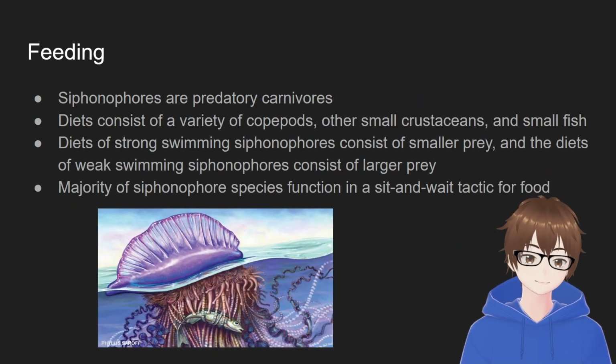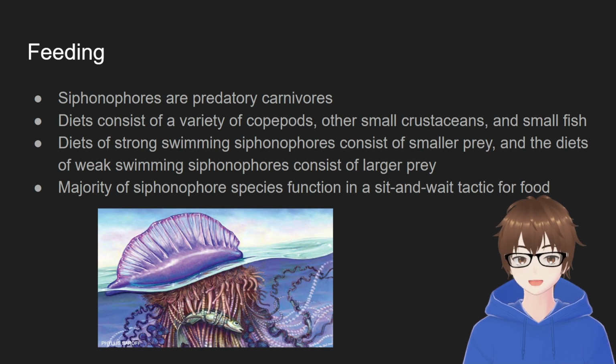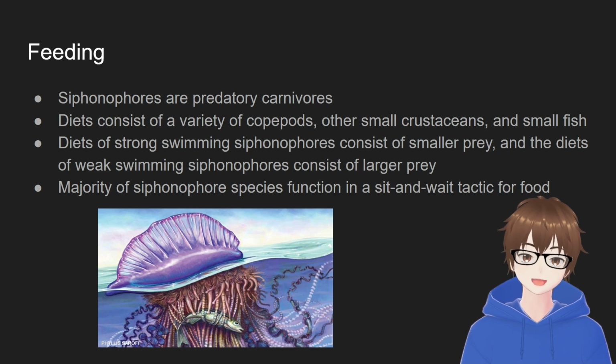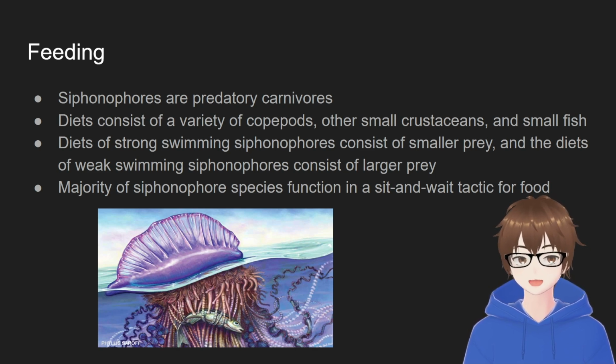And then feeding. Siphonophores are predators. They are carnivores. And the diet consists of a variety of copepods and other small crustaceans like crabs and stuff like that. And also small fish, basically whatever they can get a hold of in the tentacles. The diets of strong swimming Siphonophores that can swim after prey consist of smaller prey. And the diets of weak swimming ones that just sit there usually consist of larger prey where they just wait for prey to get inside their tentacles.